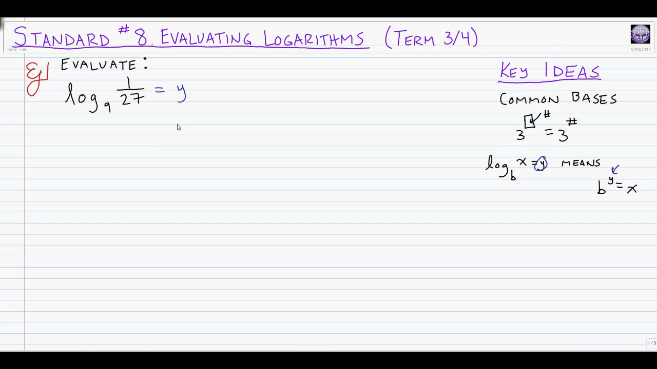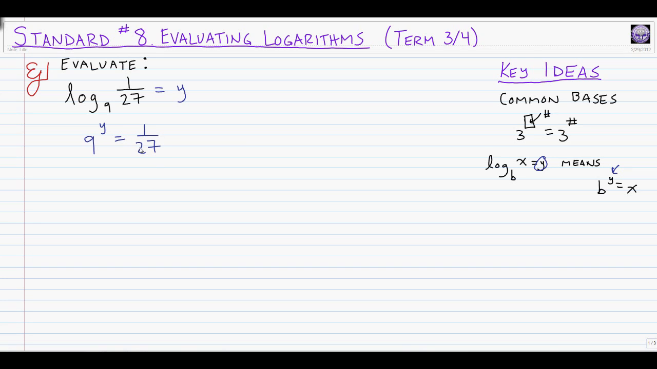Okay, so from here, what we're going to do is rewrite it in exponential form. Base to the exponent equals argument. So in our case, it's going to be base to the exponent equals argument. And so there's our equation. We've just got to solve and figure out what that value is up there. What power of 9 is going to give me 1 over 27?